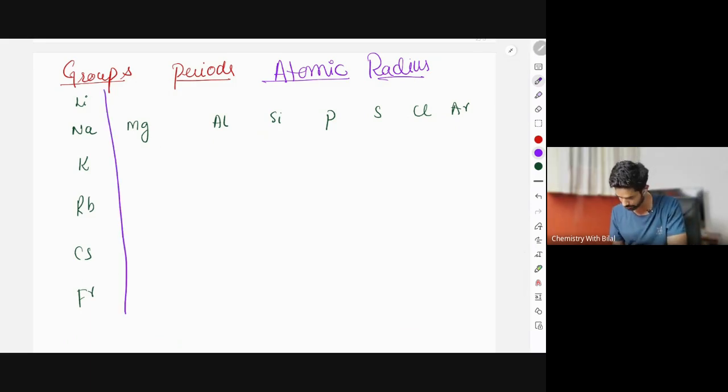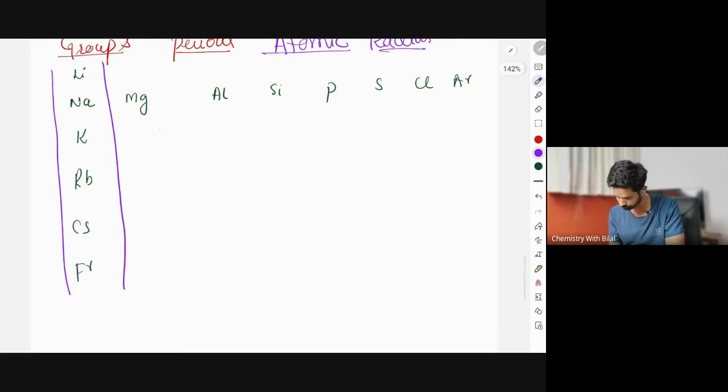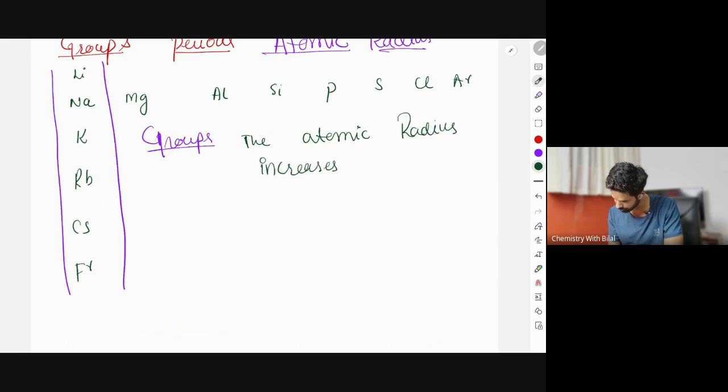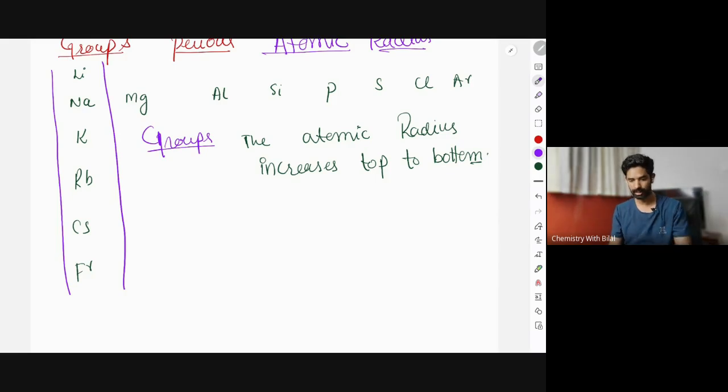So the idea is, as you go top to bottom, let's discuss groups first. The atomic radius increases top to bottom, right? So this is just information. Atomic radius increases. We need to know the reason why the atomic radius increases when you go top to bottom. So let's explore the reason.